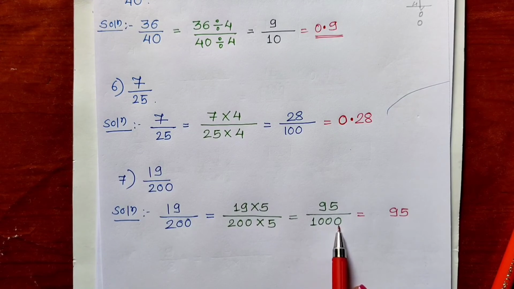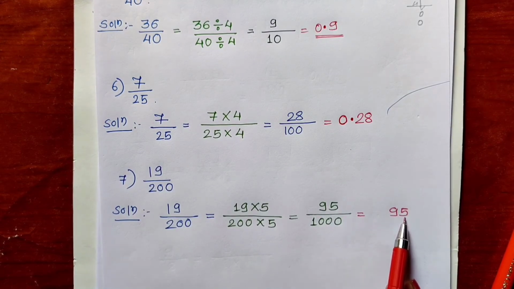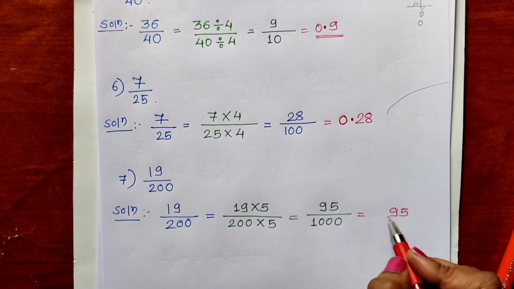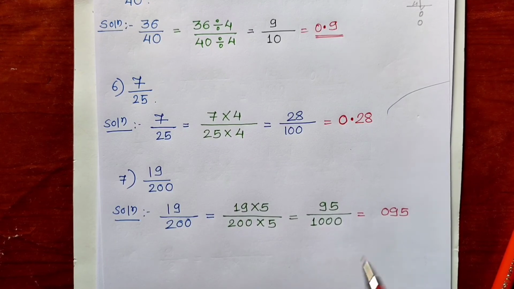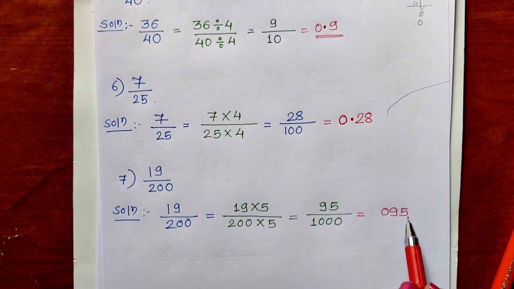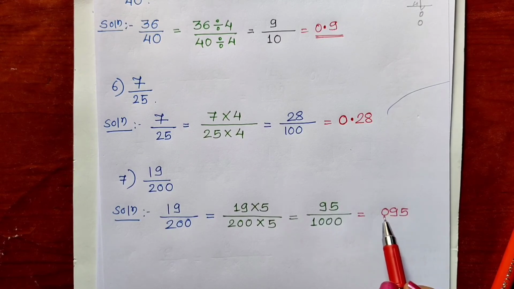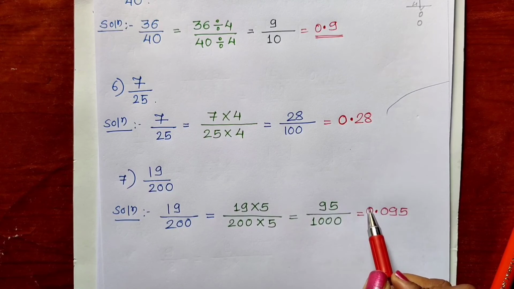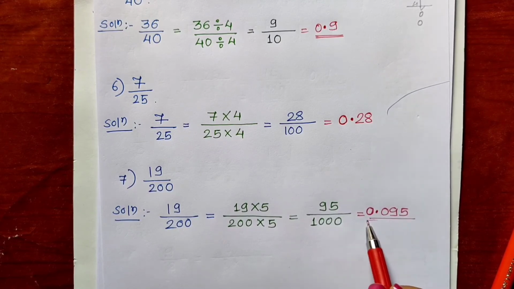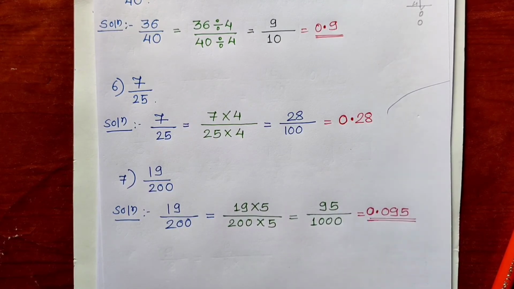3 zeros are there. That means decimal point should be put before 3 digits. Only 2 digits are there. 1, 2. 3 digits are not there. So what should be done? We have to put 0 as 3 digits are not there. So we are getting 3 digits now. 1, 2, 3. Put the decimal point. Nothing is there on the left hand side. Again put 0. So answer is 0.095.